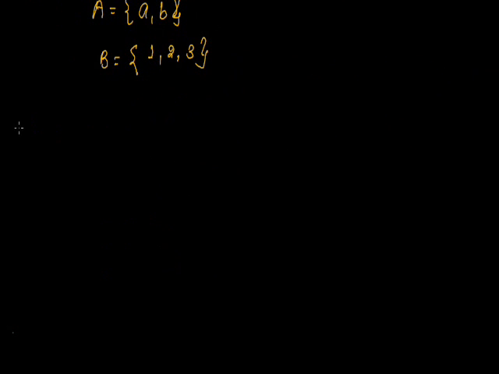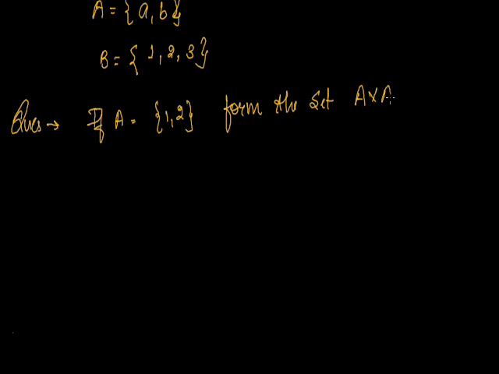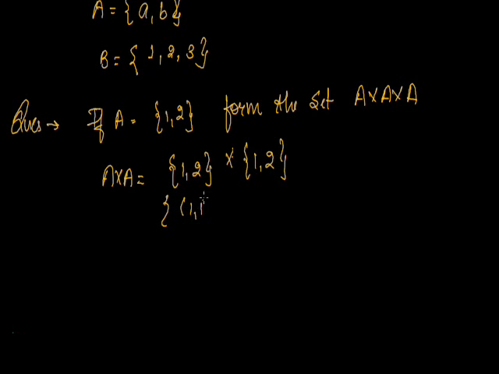Let's move to the next example. In this we are given A equal to {1, 2}, and we have to form the set A cross A cross A. So first we will find A cross A, which is set A cross set B, where set B is also set A here. So we will write the elements: (1,1), (1,2), (2,1) and (2,2). These are the elements contained in A cross A.